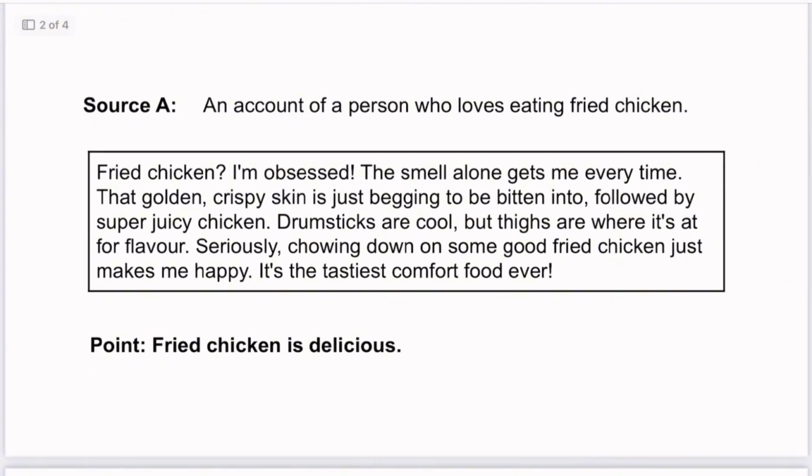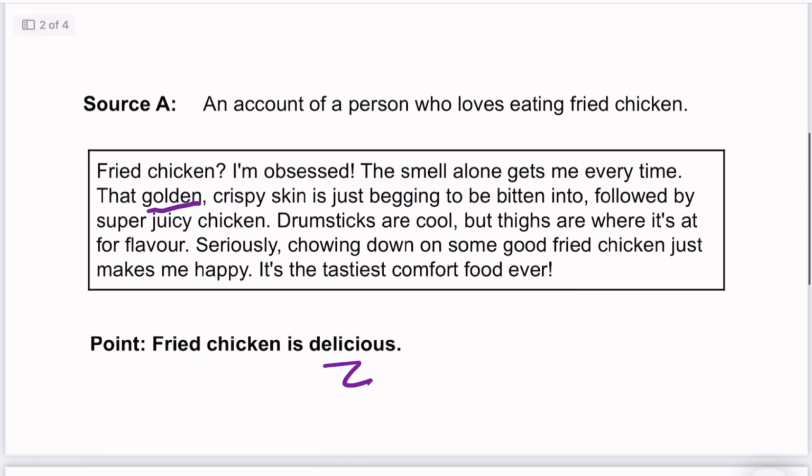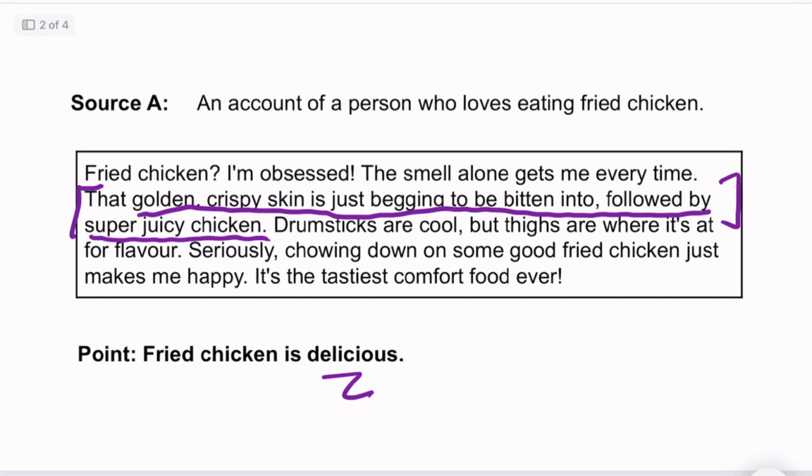So in this case here, the first example, in source A, now say the point we are making is that fried chicken is delicious. This is the inference that we are making here. Now if we look at source A, we want to find relevant information that can give us more about this idea that fried chicken is delicious. So if we see that golden crispy skin is just begging to be bitten into, followed by super juicy chicken, this basically shows us that it gives more information about fried chicken being delicious. It strengthens and validates that point, and it also is relevant to the point that is being made. So this is one example and one way that we actually can describe.